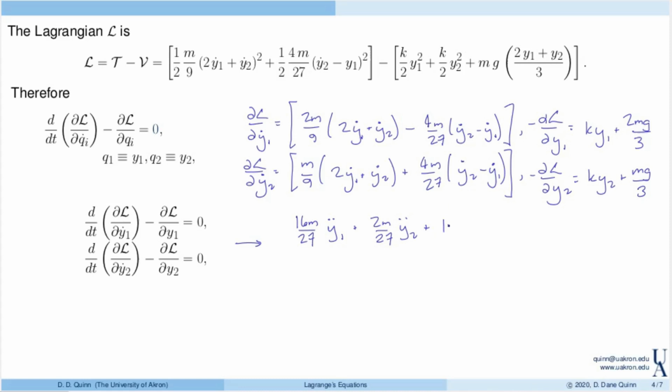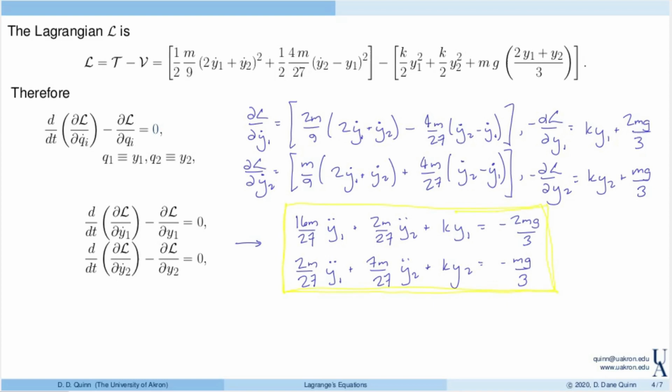The potential term gives us a plus y1, and the gravitational load, I'll move to the other side, as minus 2mg over 3. For the second equation, I get 2m over 27, y1 double dot, and then 7m over 27, y2 double dot, plus ky2 minus mg over 3. So these are the equations of motion for this system, and these are the equations that I want to solve.